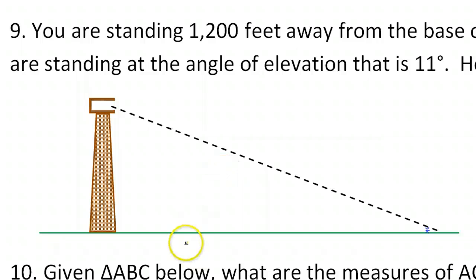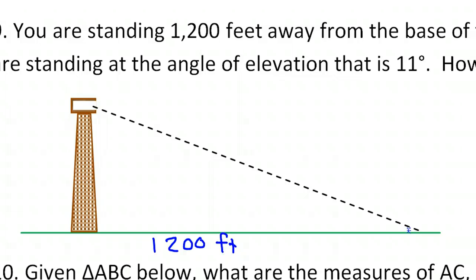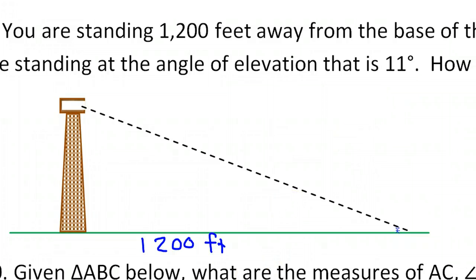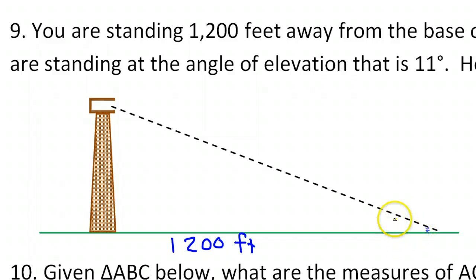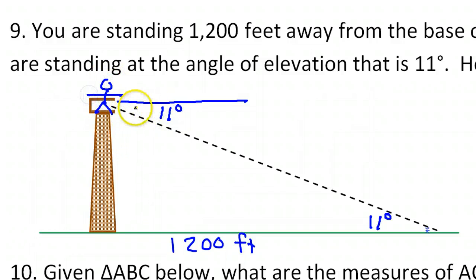You're 1,200 feet away from the base, from the bottom. So 1,200 feet is right here. They said there's an angle of elevation of 11 degrees. Angle of elevation is how many degrees you look up. So angle of elevation is always measured at the ground here. By the way, if they ever say something about angle of depression, that would be right here, if you had an observer up here, like a giant. Anyway, I'm getting off topic. Got to take my meds.